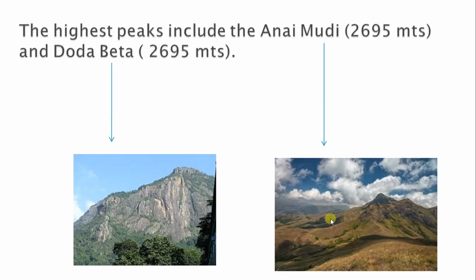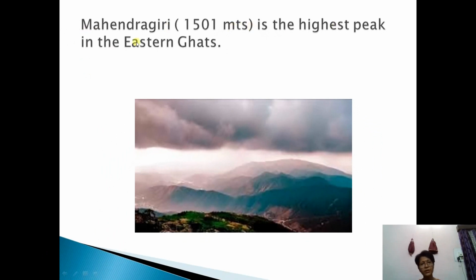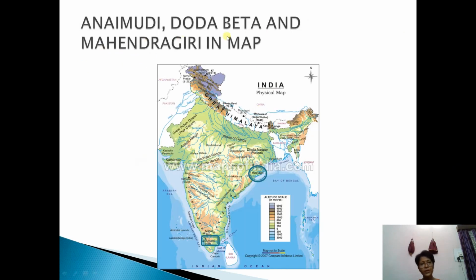So Anaimudi, one picture I am showing here, and Doda Beta. Mahendragiri is the highest peak in the Eastern Ghats. So Mahendragiri, 1501 meters, is the highest peak which is located in the Eastern Ghats. Anaimudi, Doda Beta and Mahendragiri in the map I'm showing here.